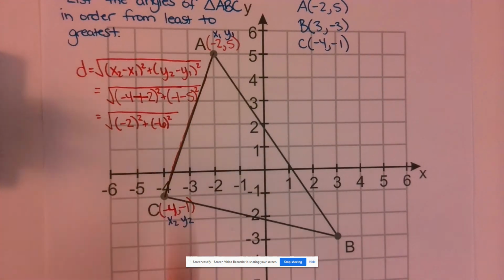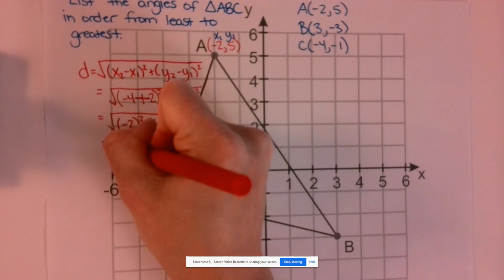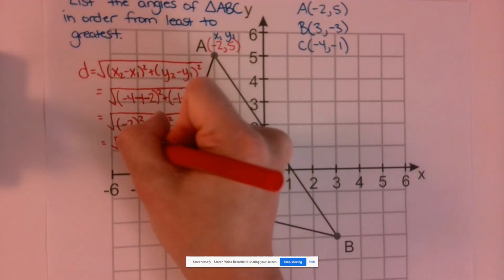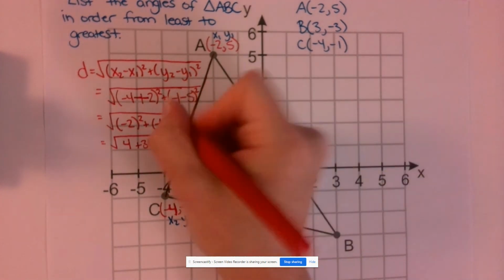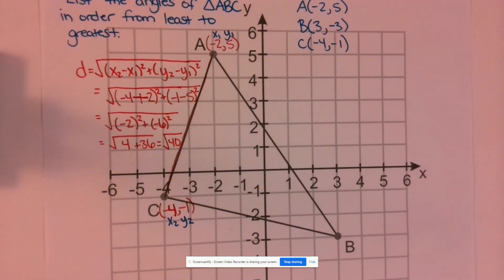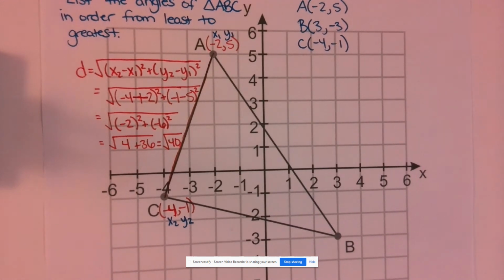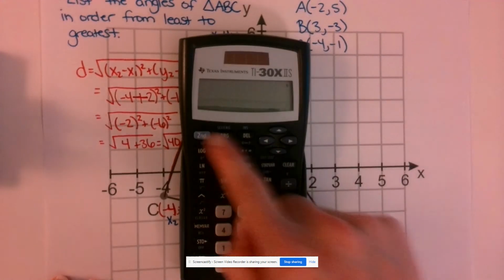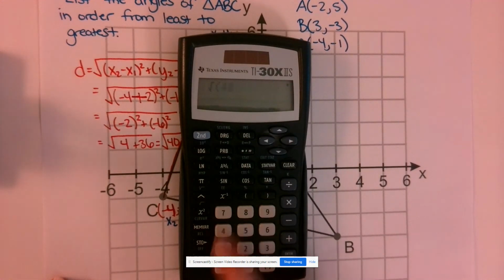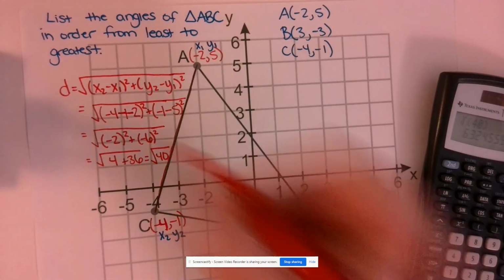I'm then going to square these numbers. -2 squared is +4, and -6 squared is +36. 4 plus 36 is 40. And so to approximate the distance or the length of line segment AC, I need to take the square root of 40. Remember on your calculator, to do the square root, I'm going to hit second, x squared key, 40. And I'll just round to the hundredths place. So this is about 6.32.